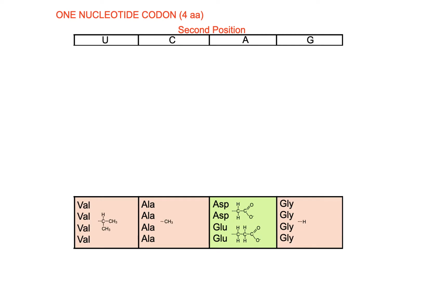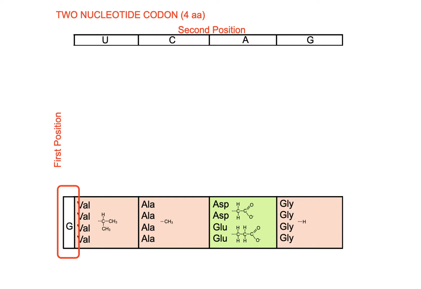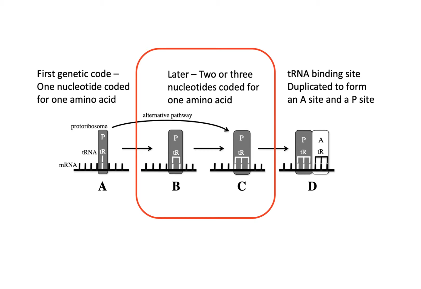So the next step could have been something like this, where now you have 2 nucleotides or 3 nucleotides. Either one will work, especially if that third nucleotide in the codon doesn't really matter. It can be any A, G, C, or U. But anyway, you can have GU standing for valine, GC for alanine, GA standing for aspartate or glutamate, and GG standing for glycine.